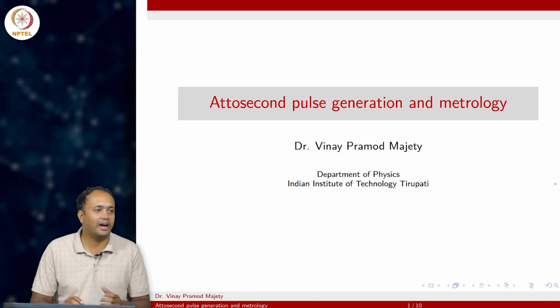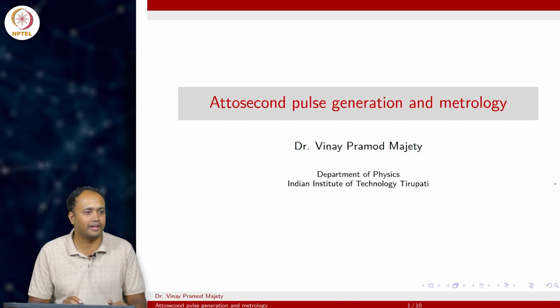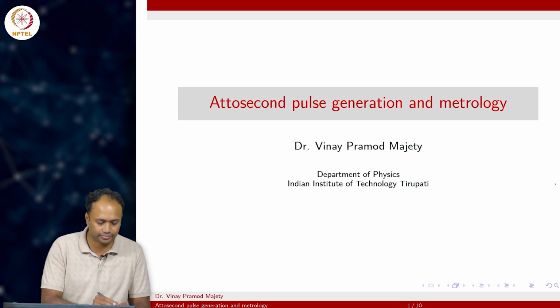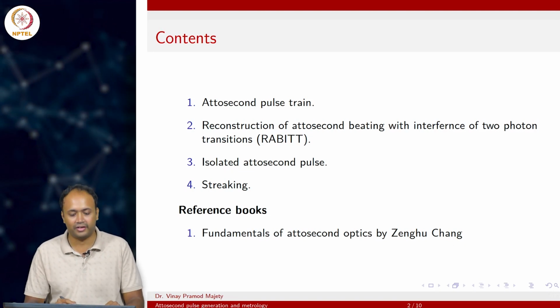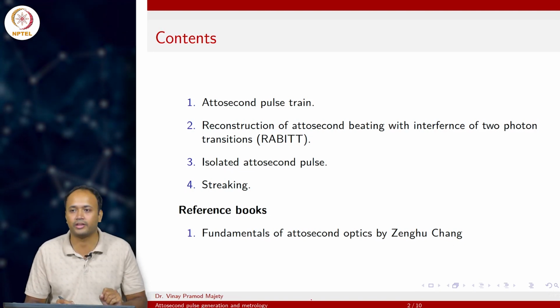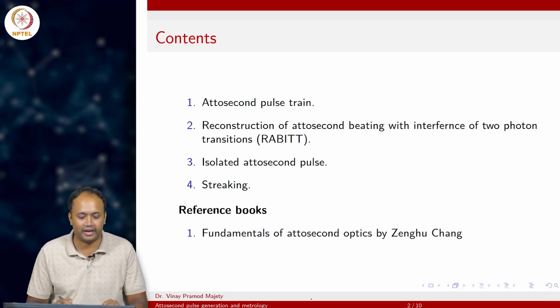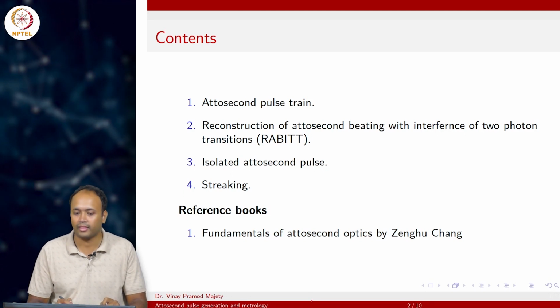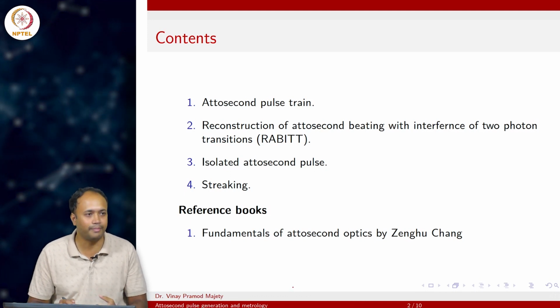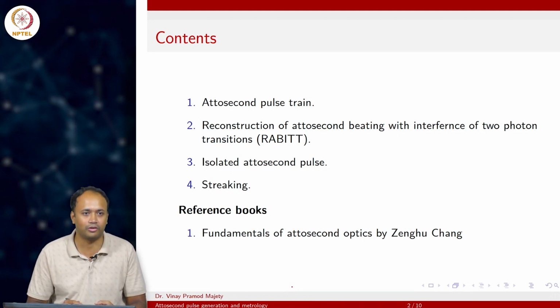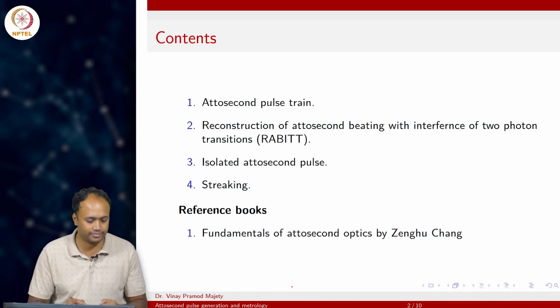Now, these high harmonics can be used to generate attosecond pulses. So, in this part of the lecture, I will discuss how these harmonics would be used to generate attosecond pulse trains or an isolated attosecond pulse, and how one measures them. I will try to give you some insight into it, although not all the details.